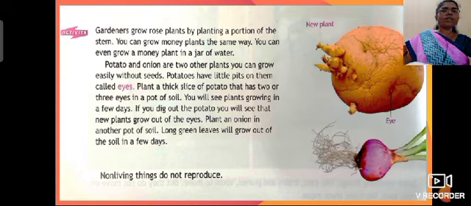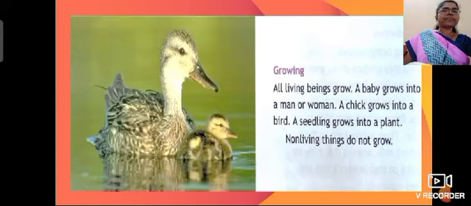And non-living things do not reproduce. Here, growing: all living beings grow. A baby grows into a man or woman. A chick grows into a bird. A seedling grows into a plant. Non-living things do not grow.